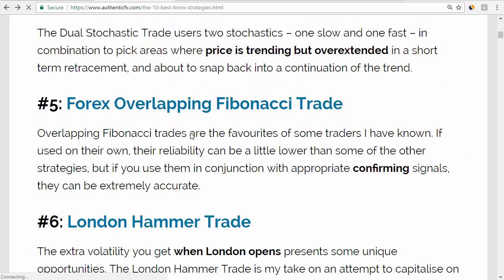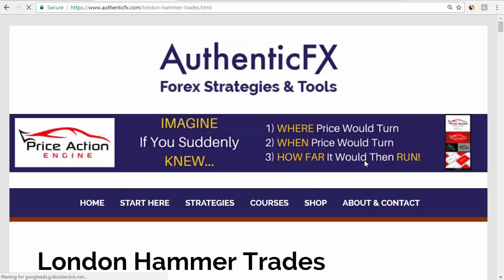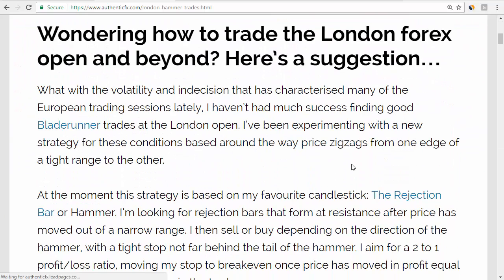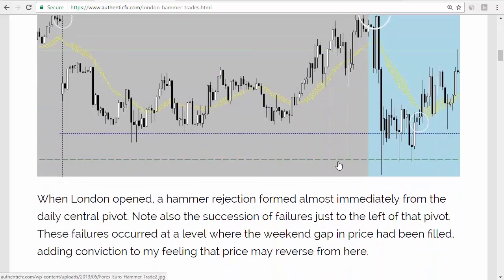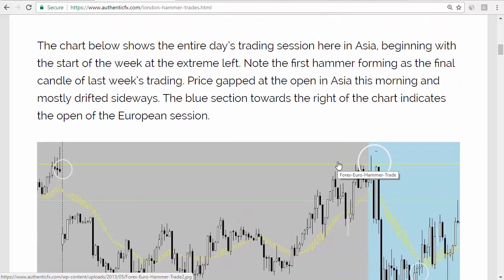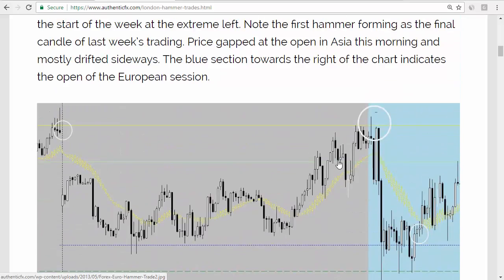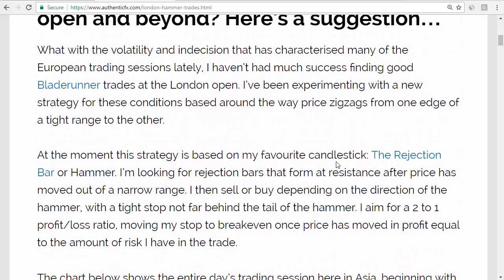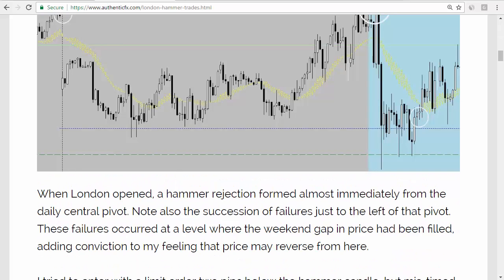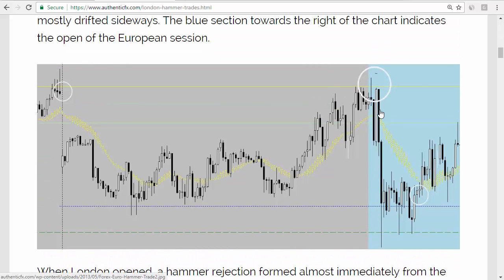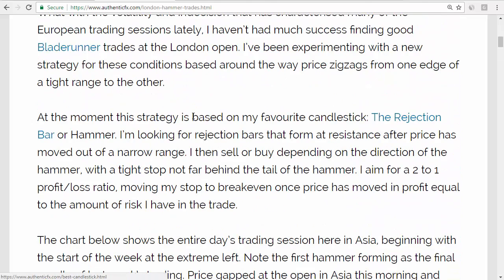So that's number 5. Number 6, the London Hema trade. Wondering how to trade the London Forex Open and beyond? Here's a suggestion. So this one here, what have we got? Okay, so this is all about Hema, and what are they called? Rejection bar or hammer candlesticks.